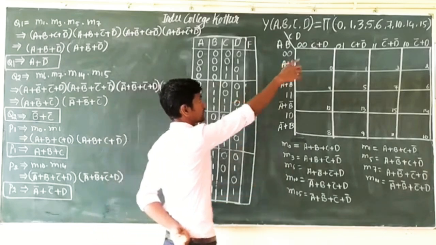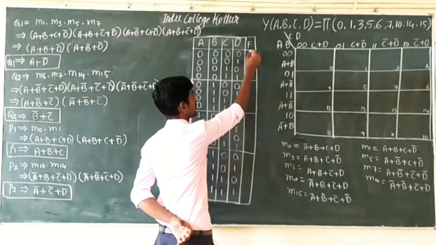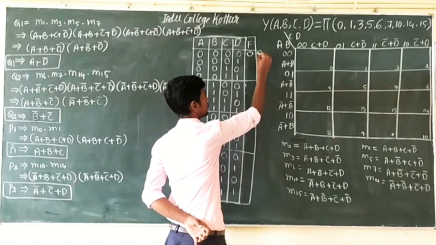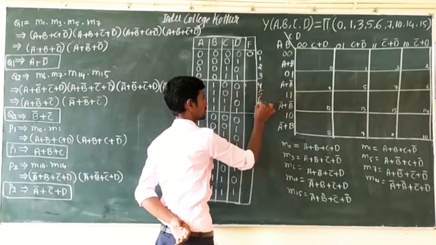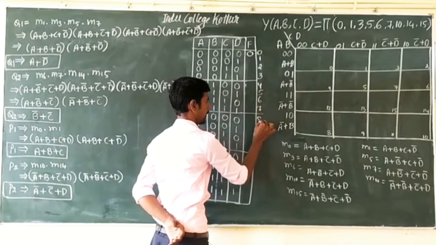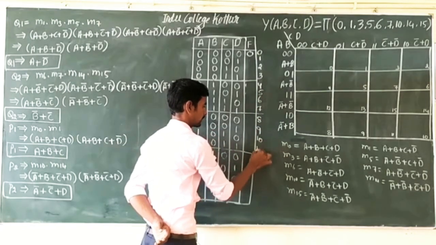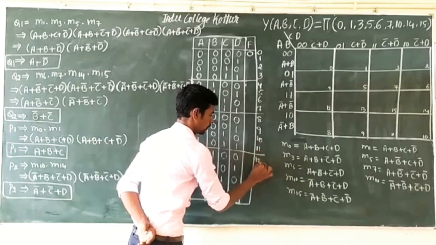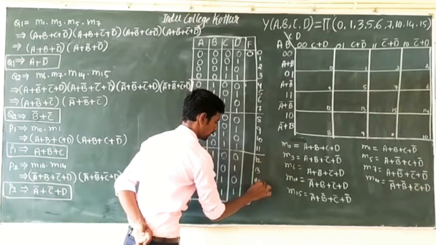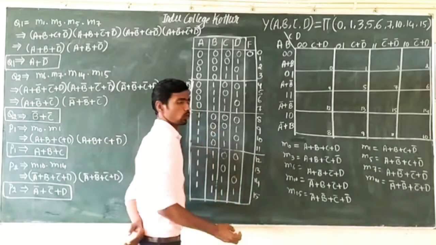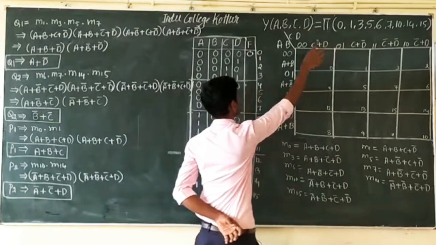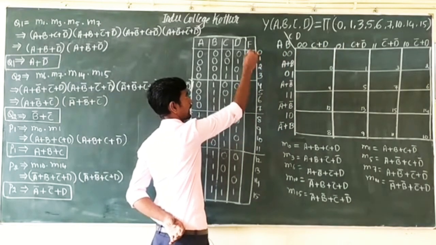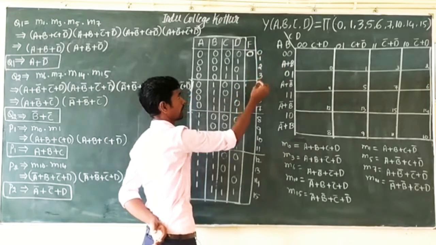The given value here is 0. We can fill the 0. Decimal values 0, 1, 2, 3, 4, 5, 6, 7, 8, 9, 10, 11, 12, 13, 14, 15. Total possible values are 16. Here is the 0. You can enter 0. Next, given value 1.